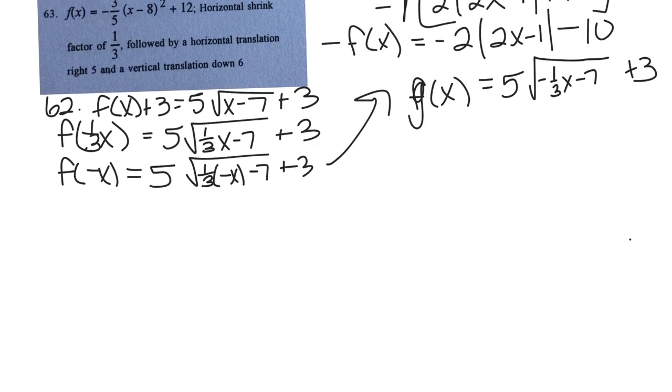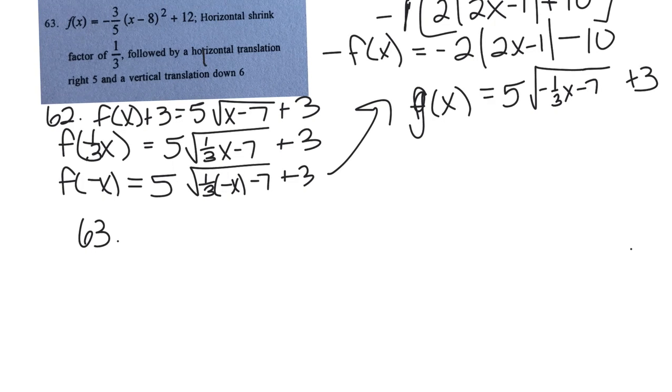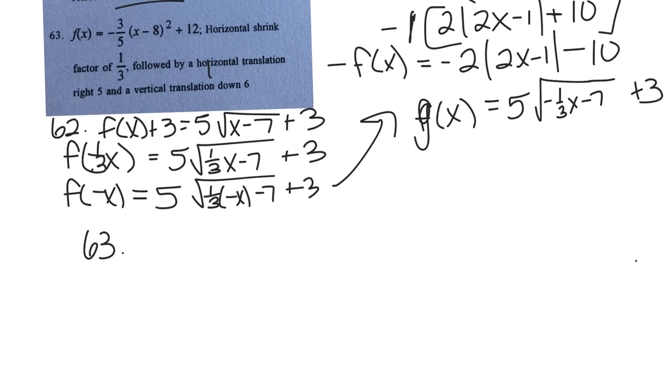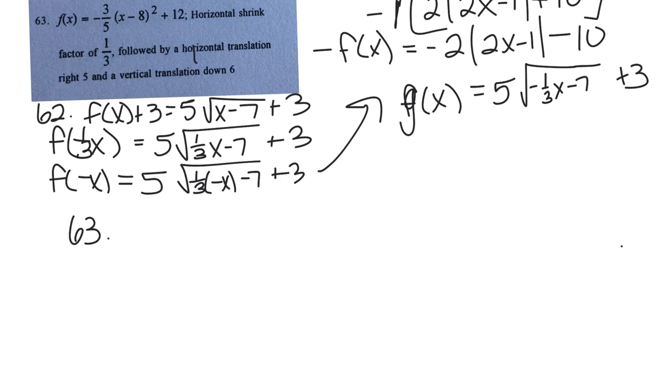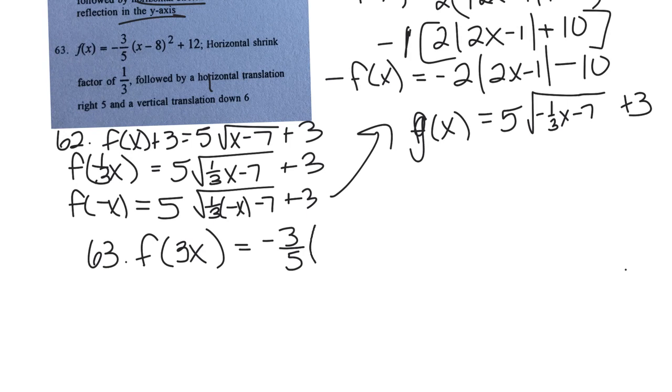And number 63, negative 3/5 times quantity of x minus 8 squared plus 12, horizontal shrink factor of 1/3. So that's f of 3x. It's the horizontal shrink factor of 1/3. It goes in as the reciprocal. So negative 3/5 times 3x minus 8 squared plus 12.